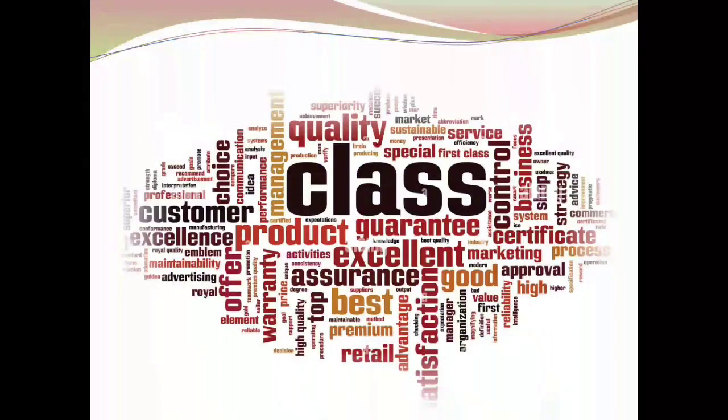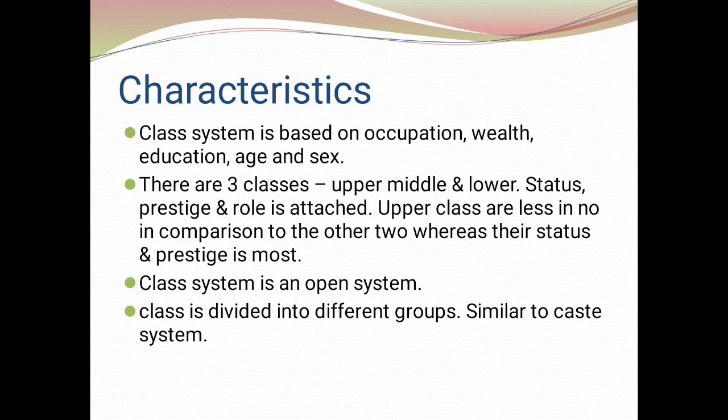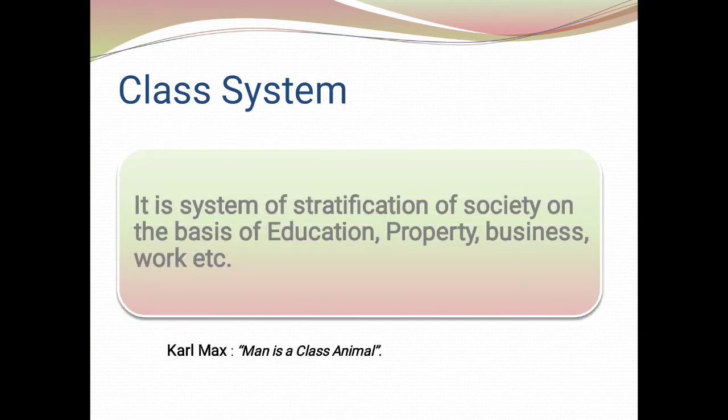These were the characteristics of the caste system. Now we come to the class system. It also evaluates people on the basis of some criteria, and it is also a ranking system. It is a system of stratification of society on the basis of education, property, business, and work, etc. And basically, this isn't very discriminative, but it binds people within a category on the basis of education, property, business, and work, etc.